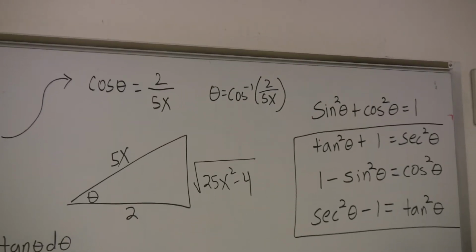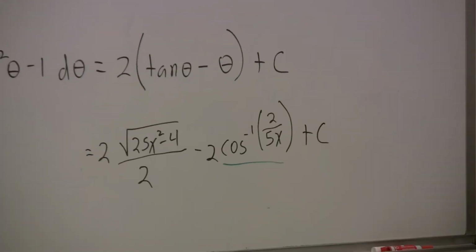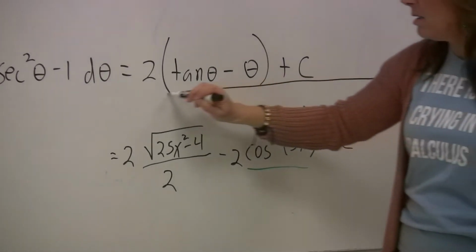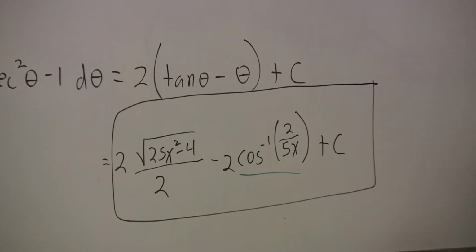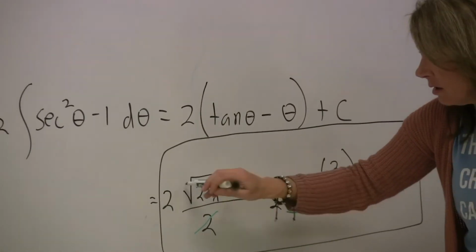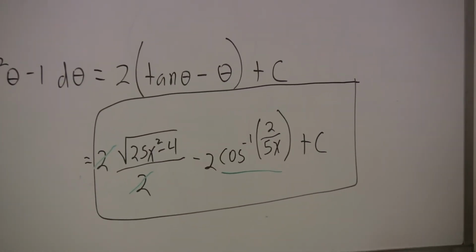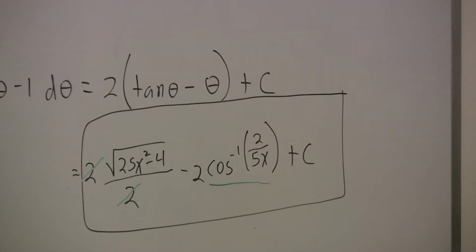So anytime you have a theta by itself, you're going to end up having to solve using your inverse trig functions for theta. And this is my answer. Oh, no, I have to simplify my answer. You see my simplification I missed? These 2's are going to reduce. So it's just that square root minus 2 times that inverse cosine of 2 over 5x.